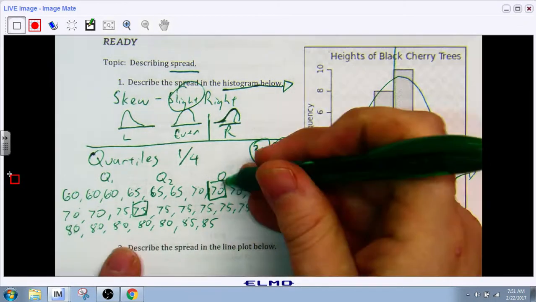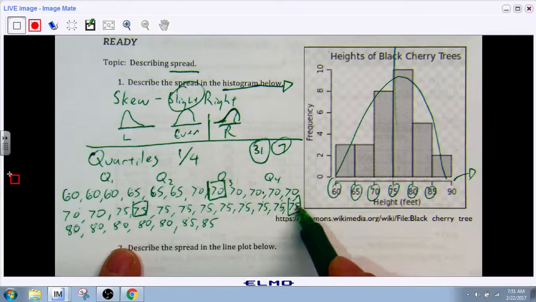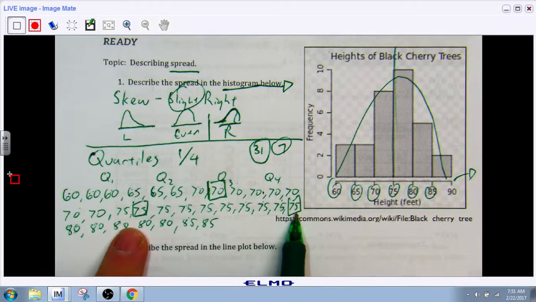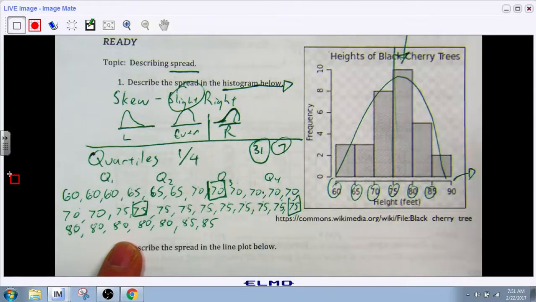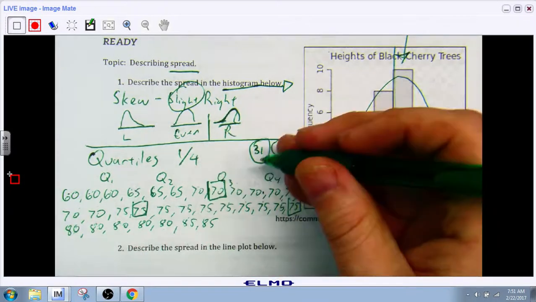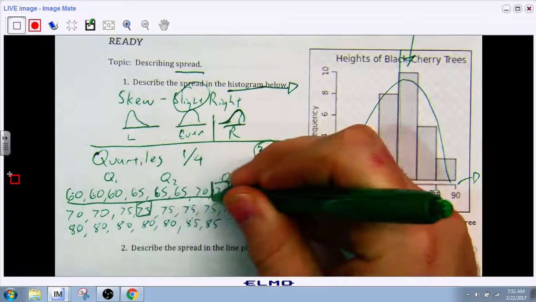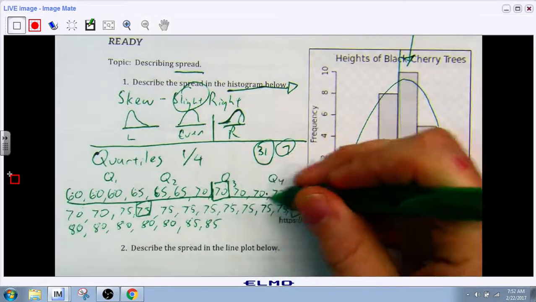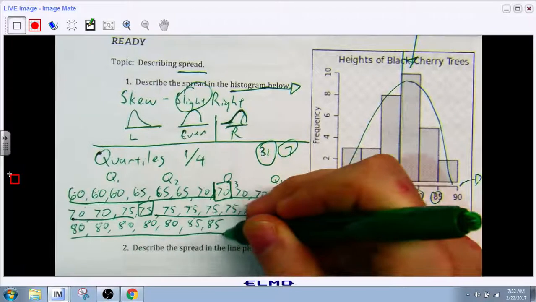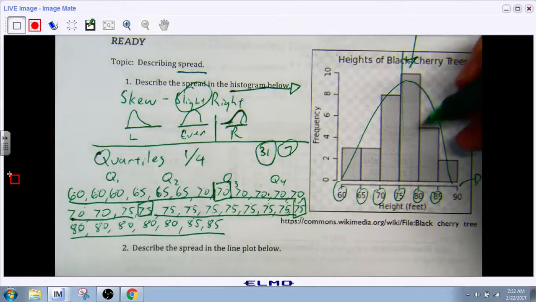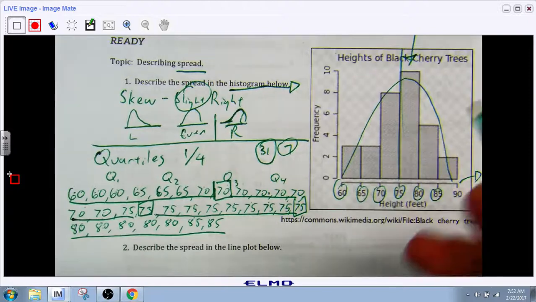So I can see that 70 and 75 are all within my quartile range. I have a huge spike at 75, which of course we can see, here's the huge spike at 75. So this would be first quartile, this would be the second quartile, third and fourth quartile. And when I look at this huge spike at 75, this is another term that we use.